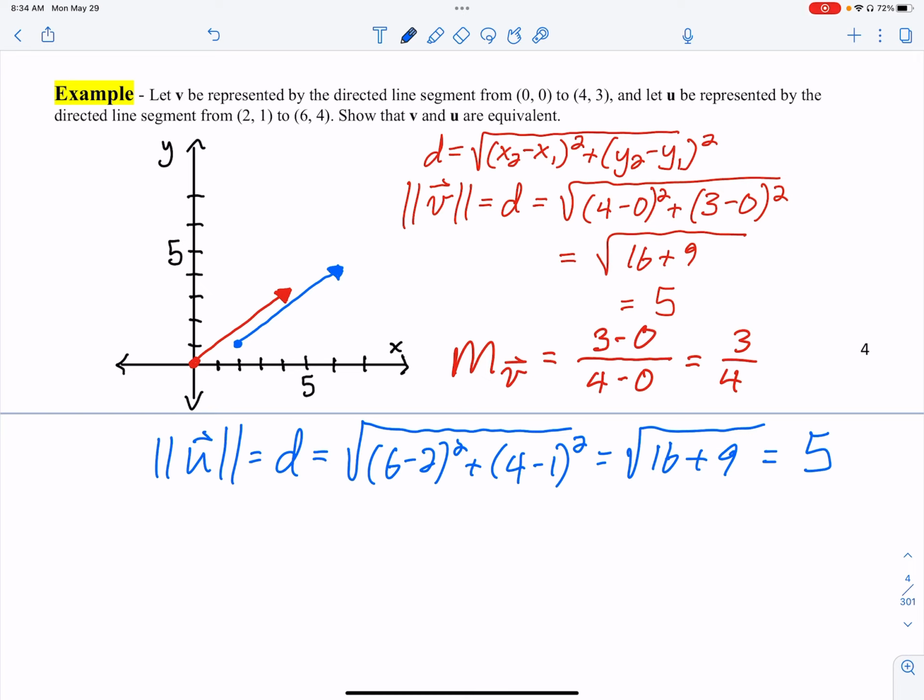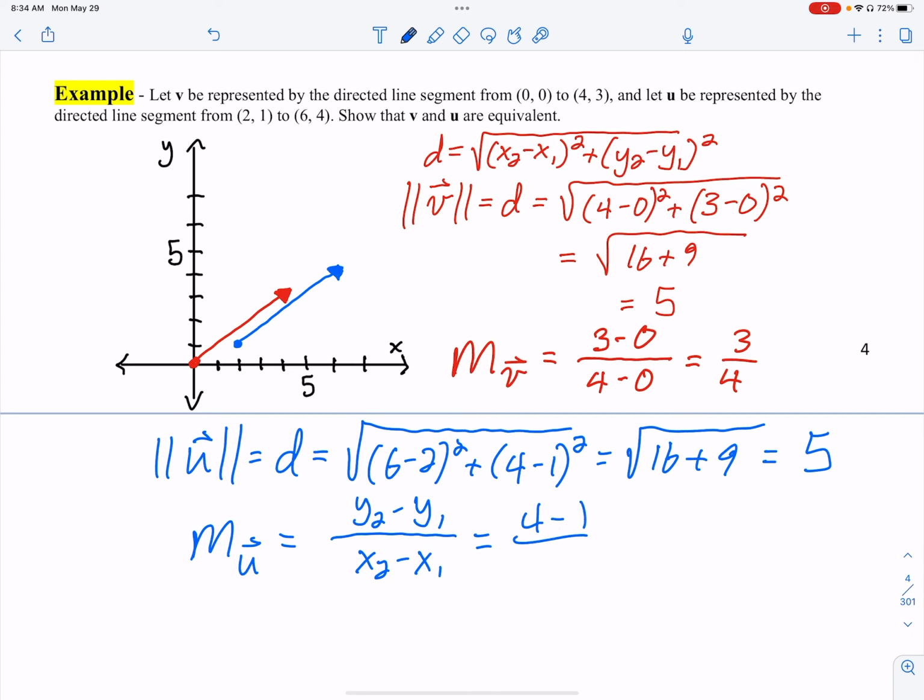Remember, vectors, or directed line segments, have two measures: length, which is called magnitude, and then the direction, and we were finding the direction of lines using our slope. So this is the slope of u, so I put u in the subscript, and I subtract my y's. I hope you didn't forget this formula. So I got 4 minus 1 on top and 6 minus 2 on bottom, which gets me 3 over 4. Both vectors have the same length or magnitude, and both vectors have the same slope, which means they go in the same direction.